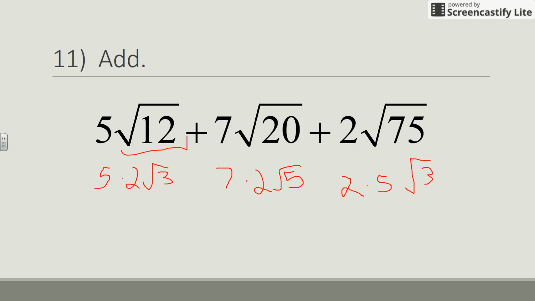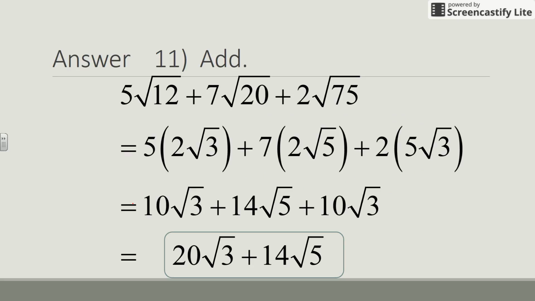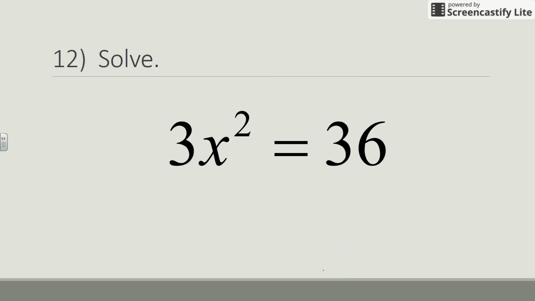At the end, you can combine like radicals just like variables. So 10 radical 3 and 10 radical 3 can be combined, but these are not like terms, so we can't combine them at the end.